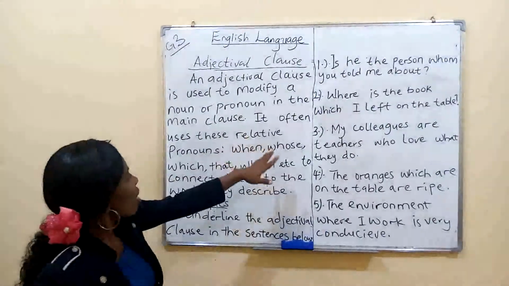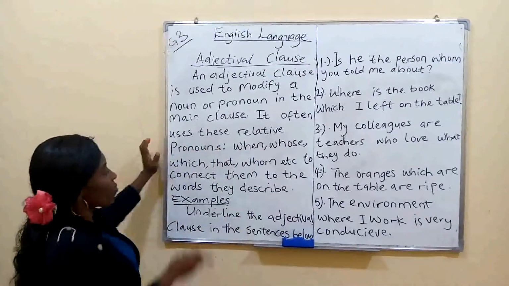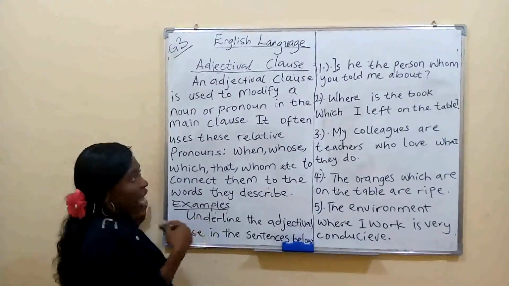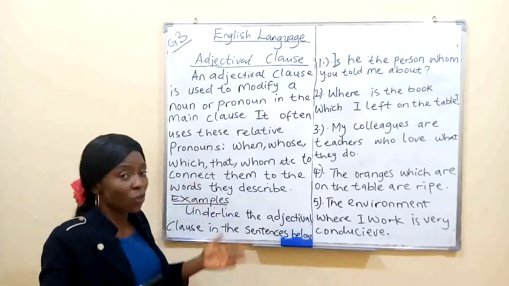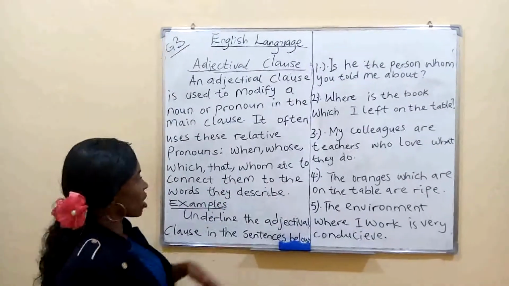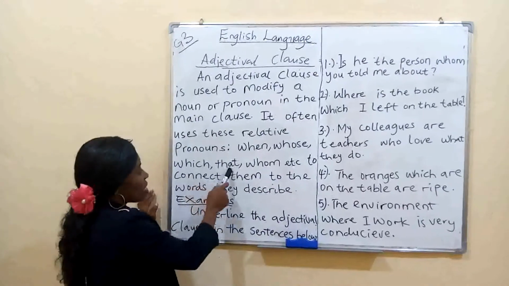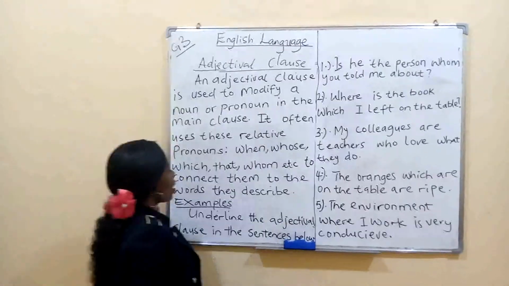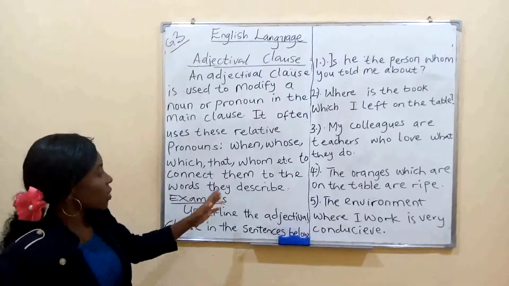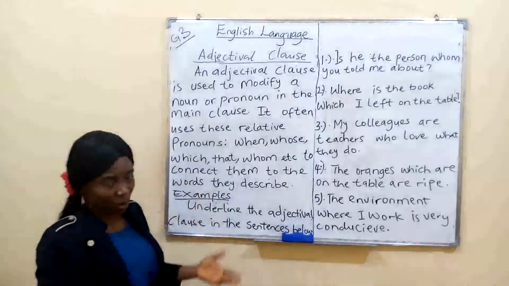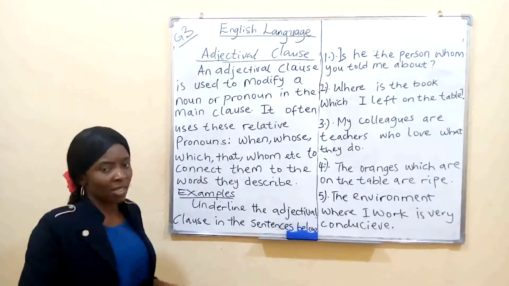Now, it often uses these relative pronouns. What are the relative pronouns that an adjectival clause will use for you to identify and say this is an adjectival clause? So you have when, whose, which, that, whom, etc. Now, we have other ones. They are used to connect this adjectival clause to the words they describe. We are going to look at more examples now.